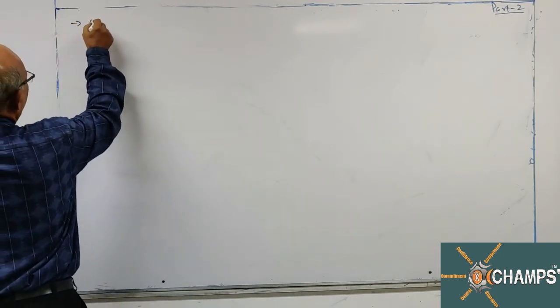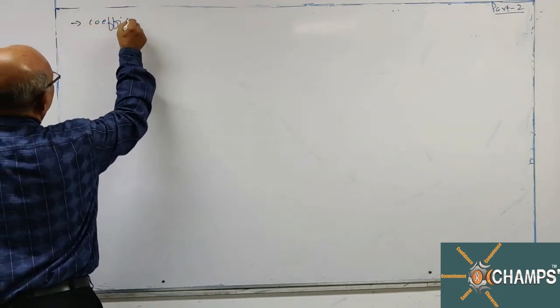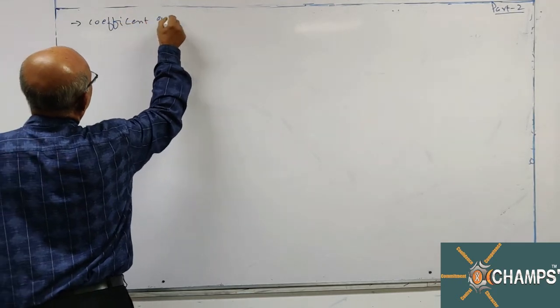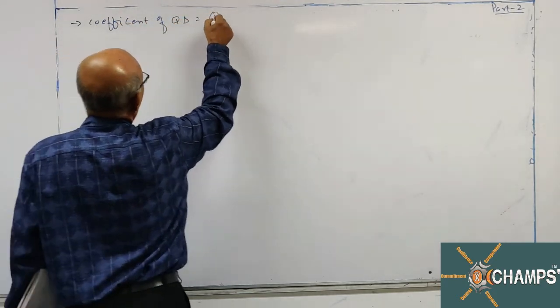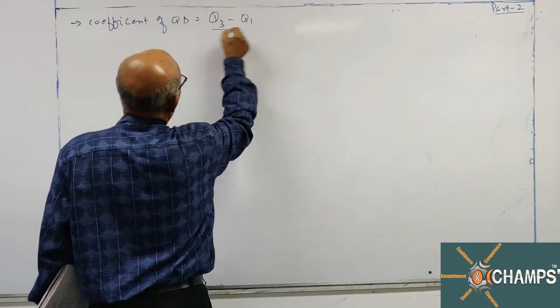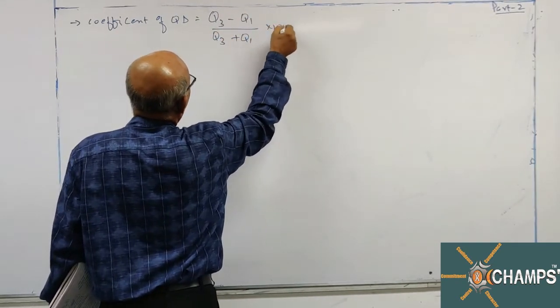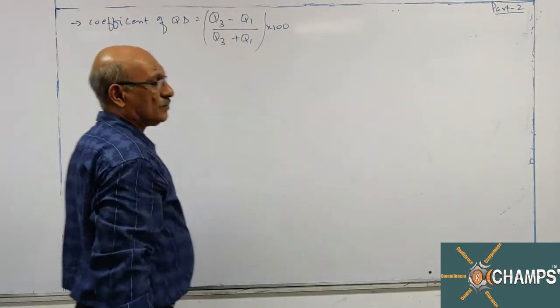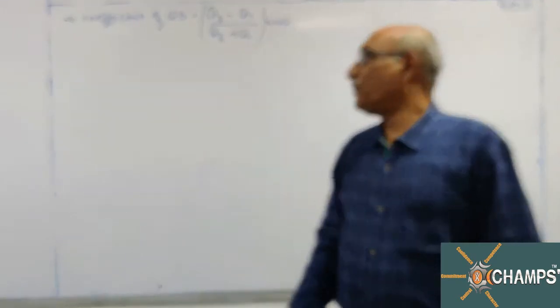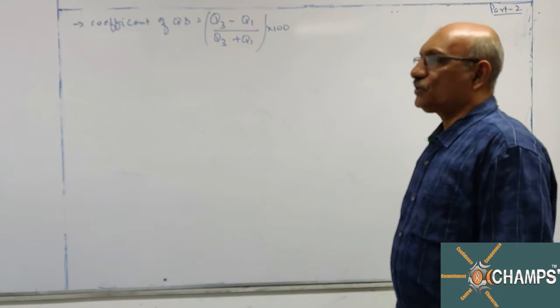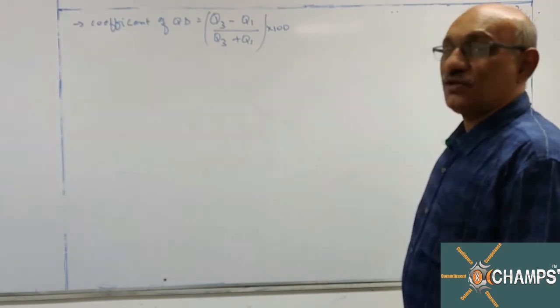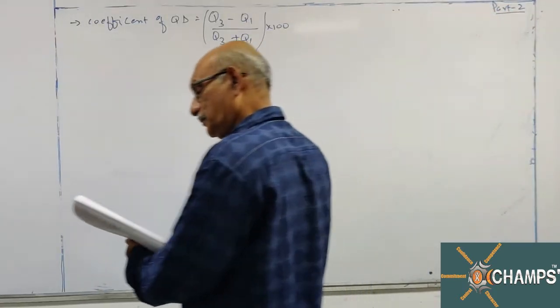Next point, coefficient of QD is equal to Q3 minus Q1 divided by Q3 plus Q1 into 100. Coefficient of QD is equal to Q3 minus Q1 by Q3 plus Q1 into 100.